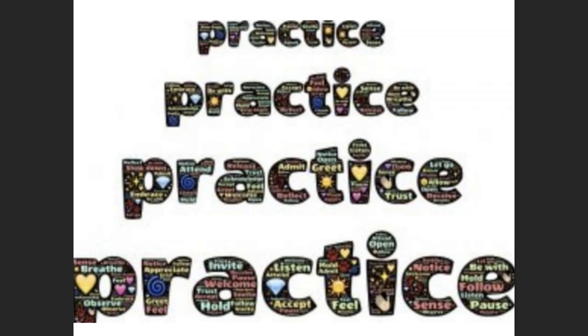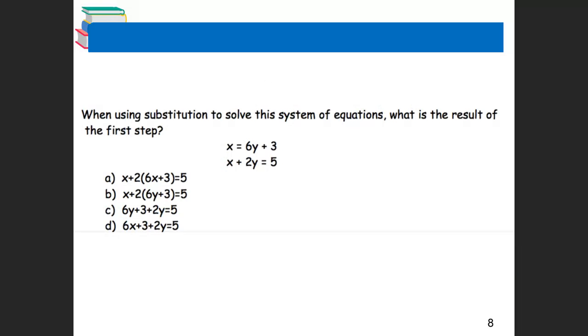Okay, so on the practice this week, it's just solving systems. So in this problem, it says, when using substitution to solve this system of equations, what is the result of the first step? Well, remember, the first step is plugging in what you know one of the variables is equal to. Well, in this problem, I know x is equal to 6y plus 3. So I'm going to plug that in wherever I see x in the second equation. So this is going to be 6y plus 3 plus 2y is equal to 5. So that's the first step.